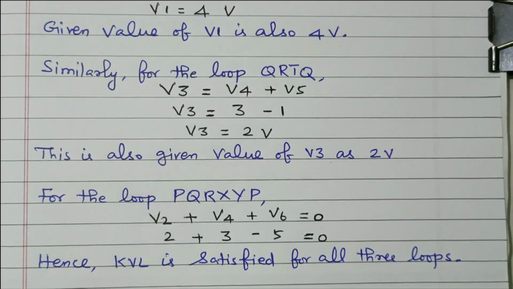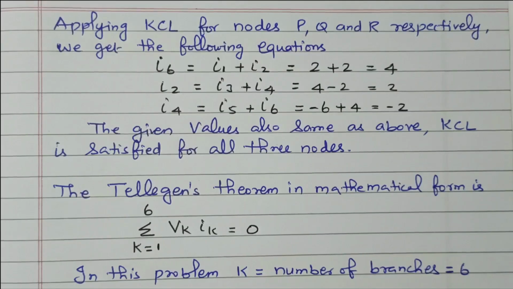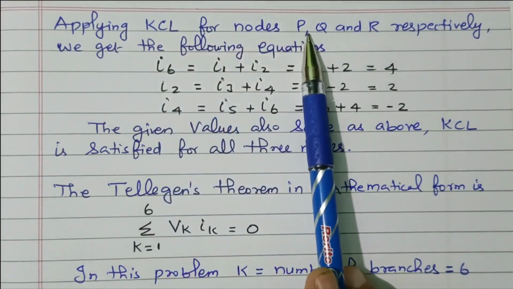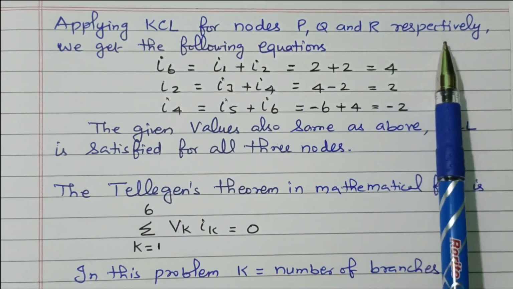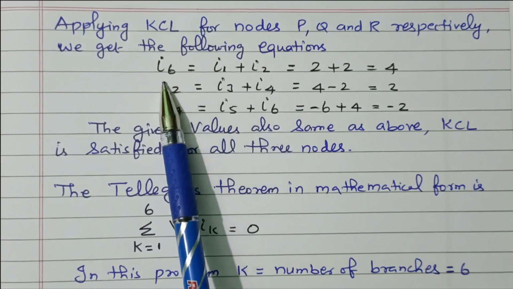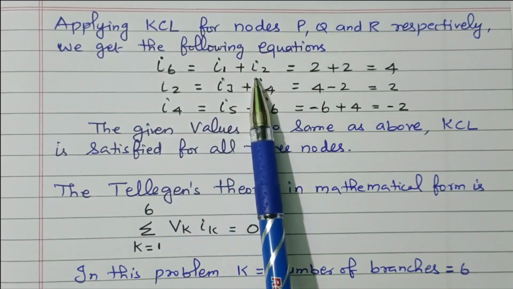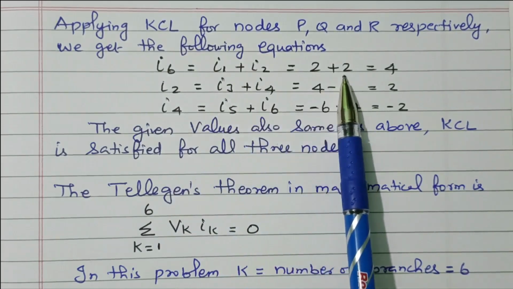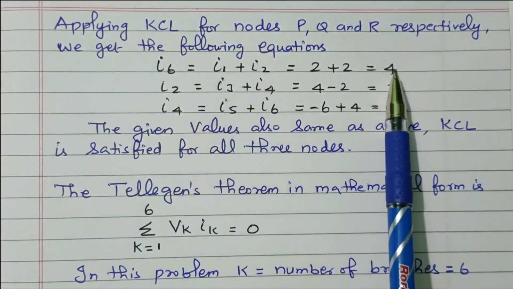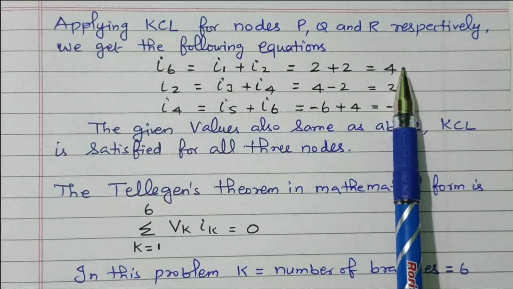Now we'll go to Kirchhoff's current law. By applying KCL, Kirchhoff's current law, for the nodes P, Q and R respectively, we get the following equations. We already discussed I6 equals I1 plus I2. That is, I1 is 2 amperes, I2 also 2 amperes, that is equal to 4. So I6 is 4 amperes. We'll check that with the given value.